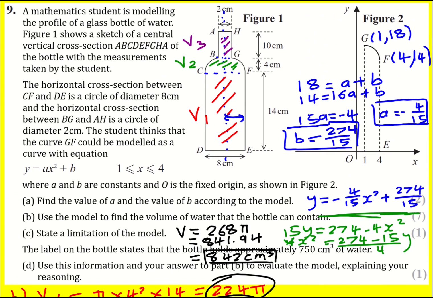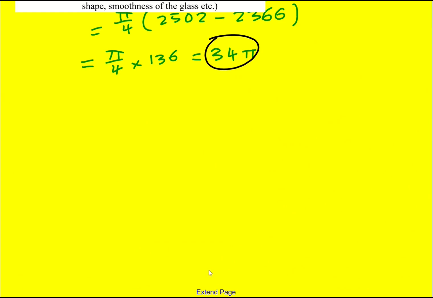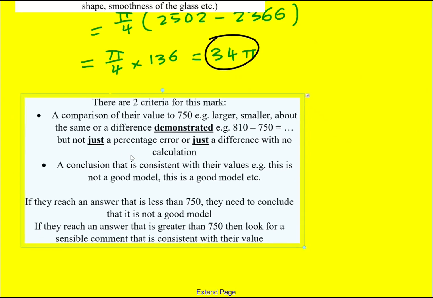The label on the bottle states that the bottle holds approximately 750 centimeters cubed of water. Use this information in your answer to part B to evaluate the model, explaining your reasoning. So there's lots of acceptable answers here. And do you know what? I'm going to go straight for the mark scheme, and I'm going to talk about how I did it. I think I went bigger than I needed to.